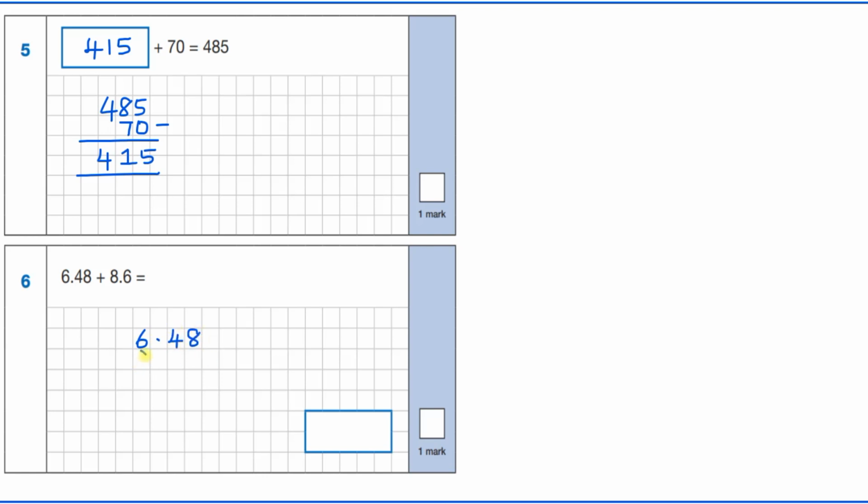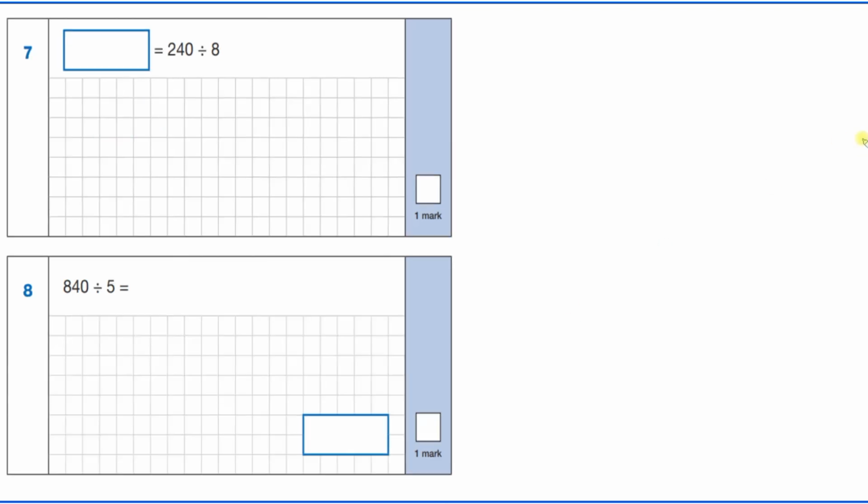6.48 added to 8.6. You need to do the column addition. You can put a 0 to fill the gap. 8 add 0 is 8. 6 add 4 is 10, and 1 remaining. 1 plus 6 is 7, plus 8 is 15. That is the answer. 15.08 is the correct answer. Question number 7.